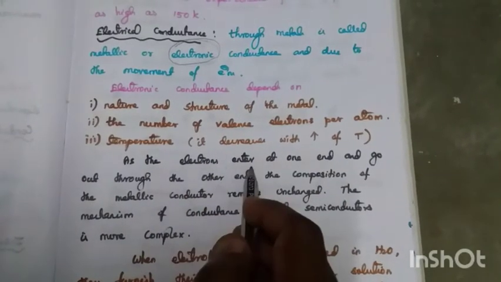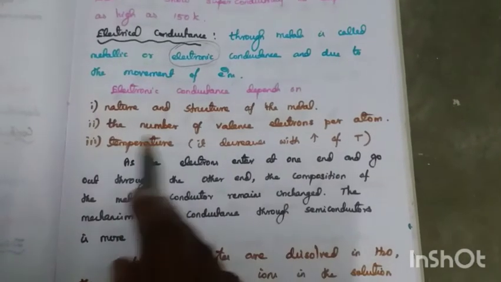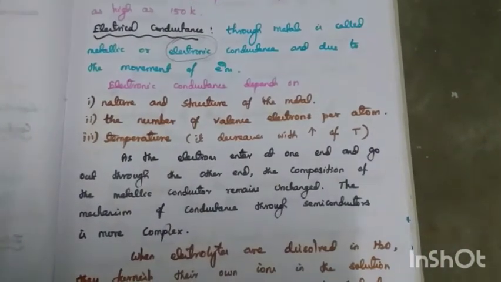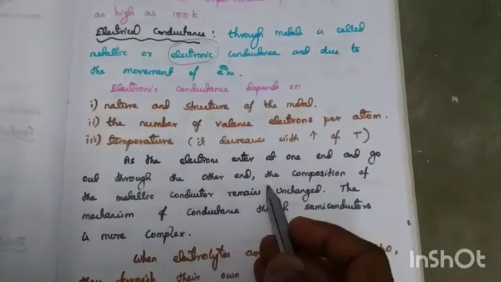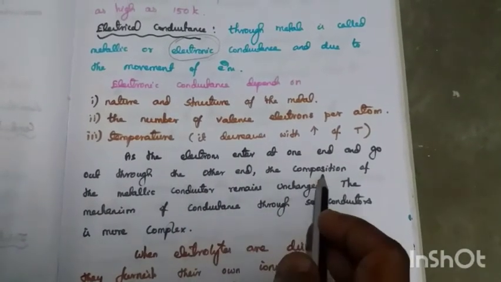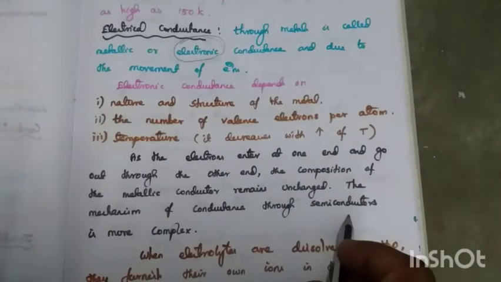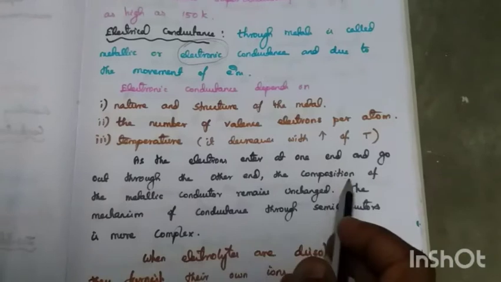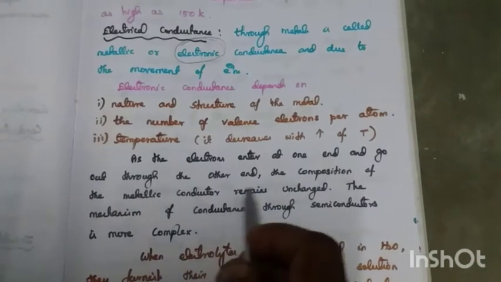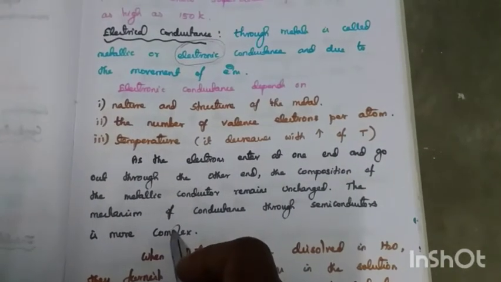As the electrons enter at one end of the length of wire and come out through the other end, the composition of the metallic conductor remains unchanged. The mechanism of conductance through semiconductors is more complex. How this conductance takes place in a semiconductor is very difficult to study.